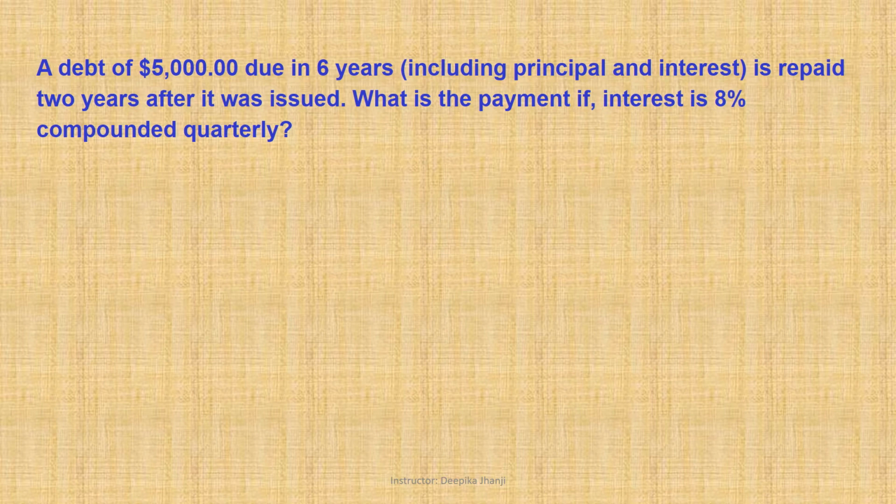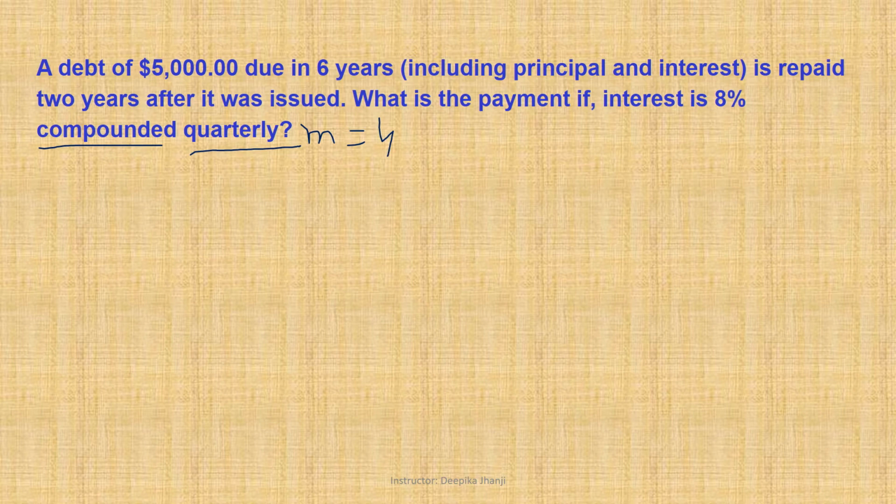Now, the first thing we need to notice here is the interest is compounded, right? So we're going to use formula number 3 or 4, that is, the compound interest formulas. Another golden word here is quarterly, which means M should be equal to 4. Now let's draw the timeline.